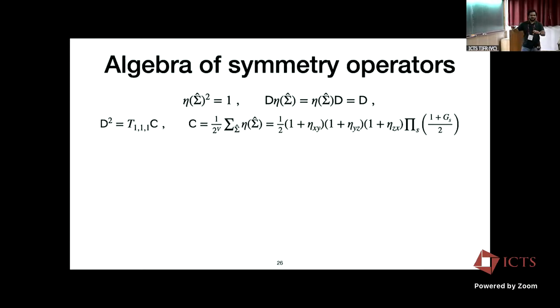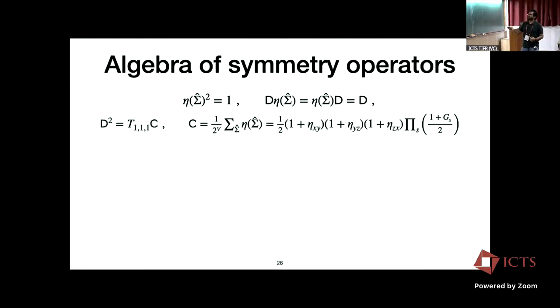I don't want to go through all the details of how you compute this algebra, but here's the summary. You have the Z_2 1-form symmetry that squares to 1, and the duality operator just absorbs it, just like in 1+1D. And the duality operator squares to this translation in the 1-1-1 direction times some C, the condensation operator, which has this expression. It is very nice.